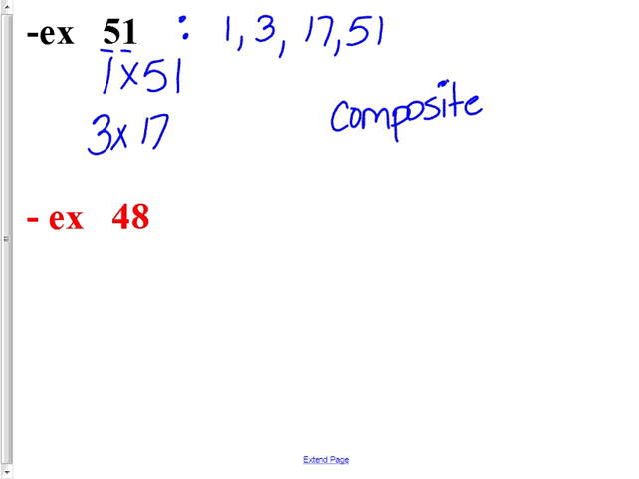And our last number that we're going to try is 48. Hopefully you've gotten all the factors. There should be 10 of them if you've done it correctly. So if you don't have 10, go back and try again and then check again.